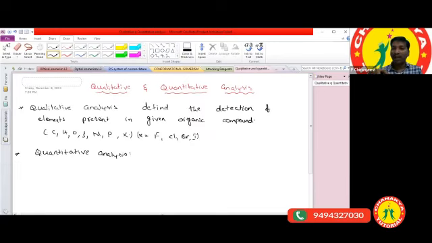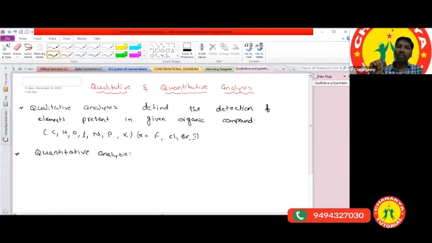Now you have got clarity, all of you. What is qualitative analysis and what is quantitative analysis? Qualitative analysis is the detection of the elements in a given organic compound. Quantitative analysis is how much quantity of the elements is present in a given organic compound. Now you got the clarity.